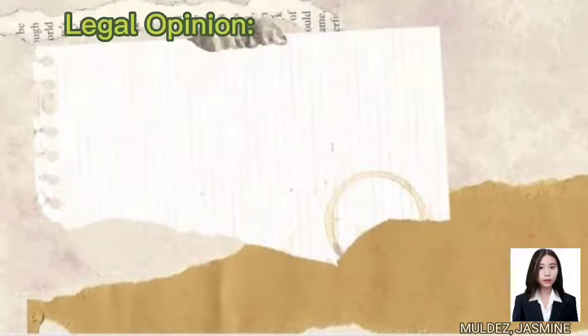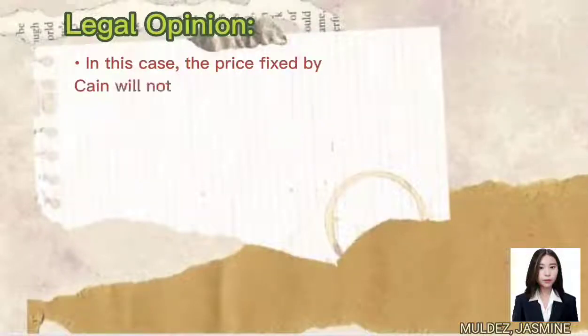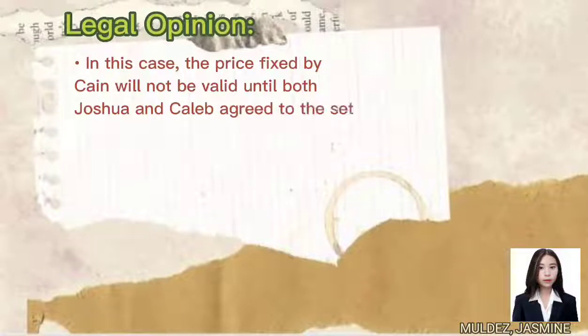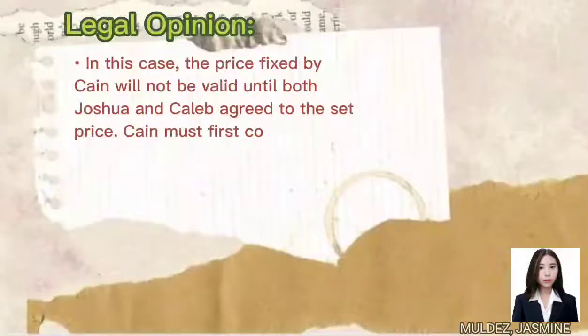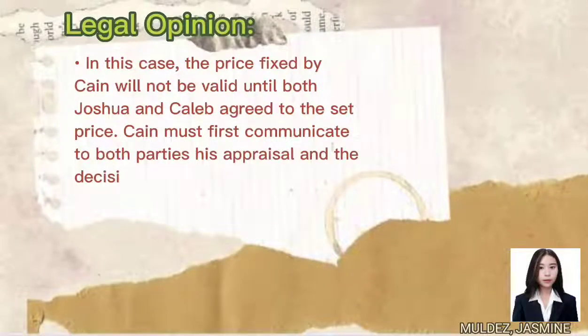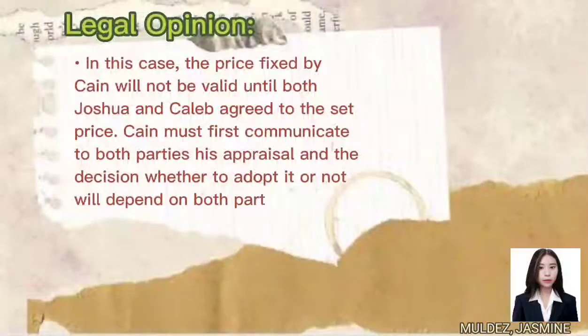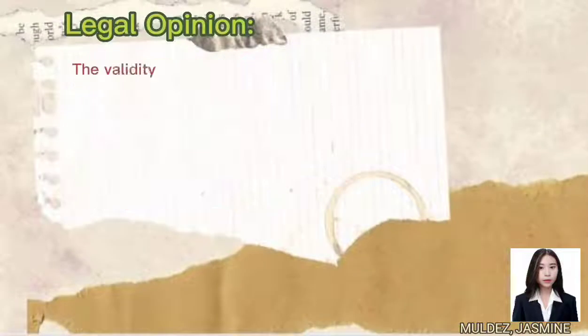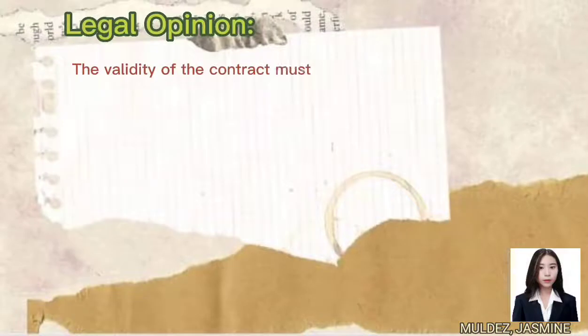Legal opinion. In this case, the price fixed by Cain will not be valid until both Joshua and Caleb agree to the set price. Cain must first communicate to both parties his appraisal, and the decision whether to adopt it or not will depend on both parties. The validity of the contract must be based on the mutual consent of both parties.